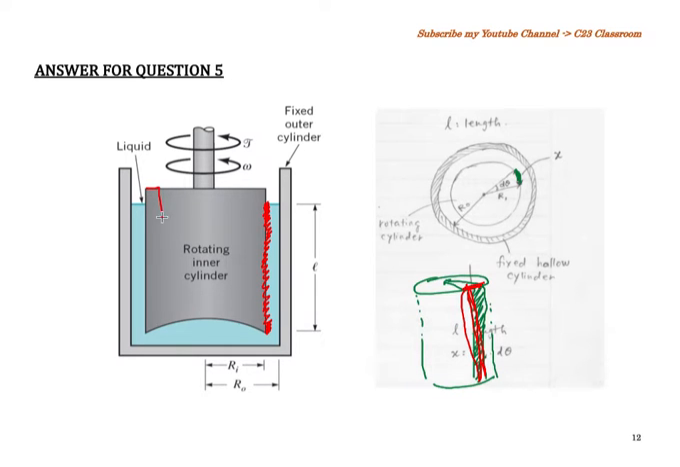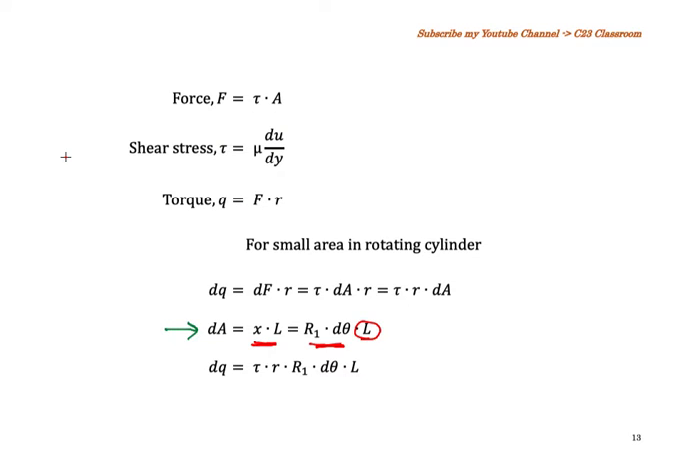Please do not take the whole area of this one, because in this area there is no liquid. The shear stress is very minimal, because the fluid inside this area is an atmospheric gas, and the gas will give us very low shear stress. So we could neglect the effect of the atmospheric gas. Then we could substitute the value of dA into this one, and finally we get dT equals tau r R1 d theta L.